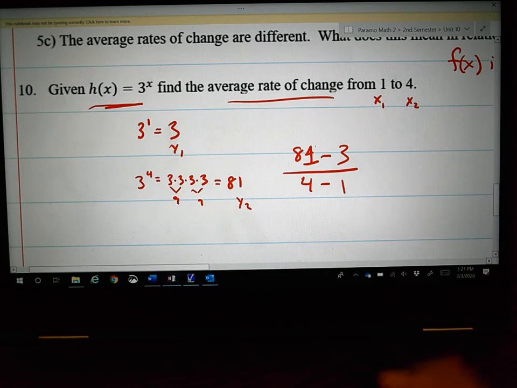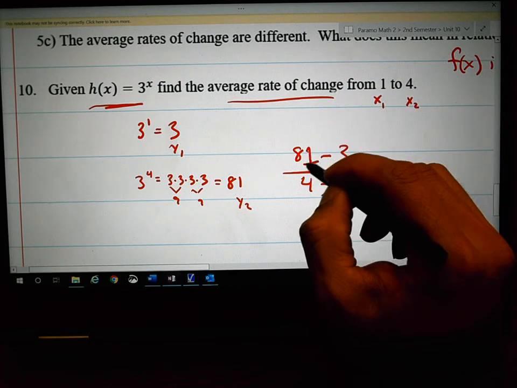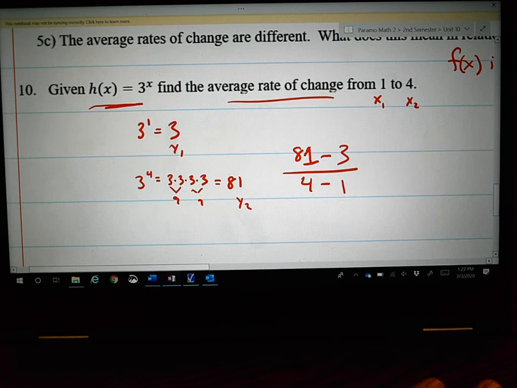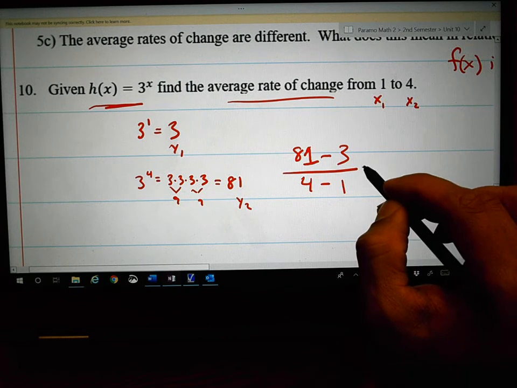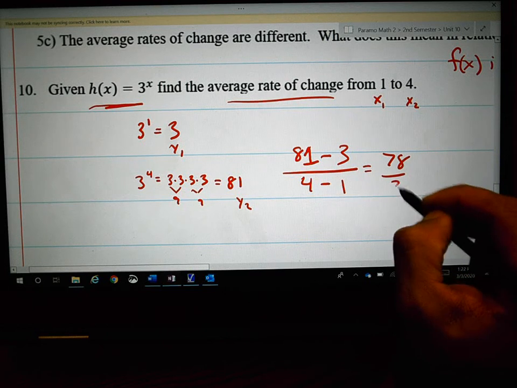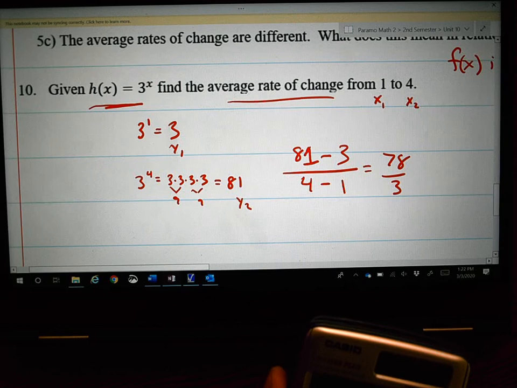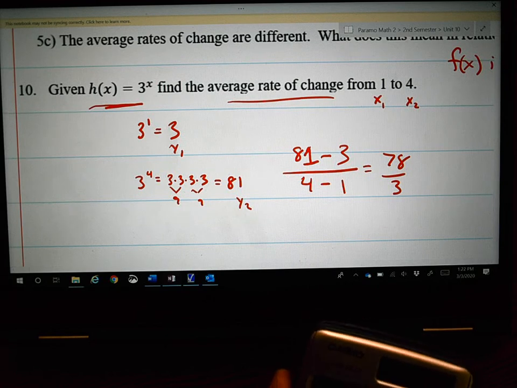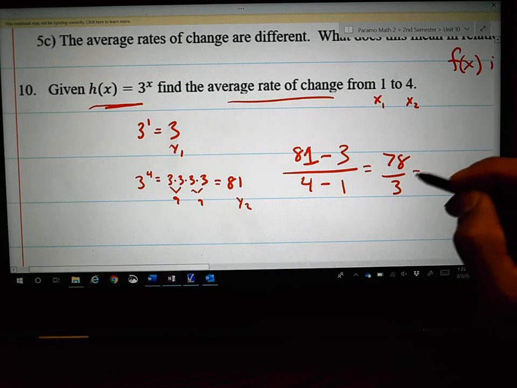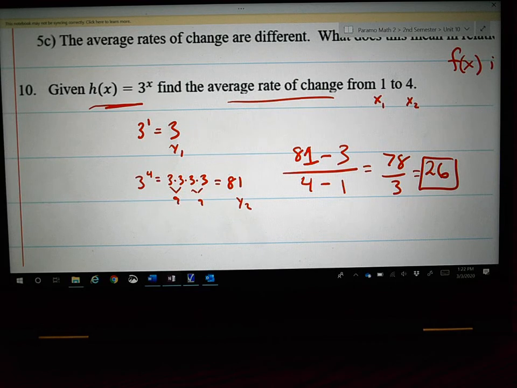81, that's really hard to read, so I'm sorry. Let me fix that. 81 minus 3 over 4 minus 1. 81 minus 3 is 78 over 3. I must be getting lazy because I'm going to the calculator. Oh, there we go. 26. The average rate of change is 26 units from 1 to 4. That's where I'm going to stop your notes.